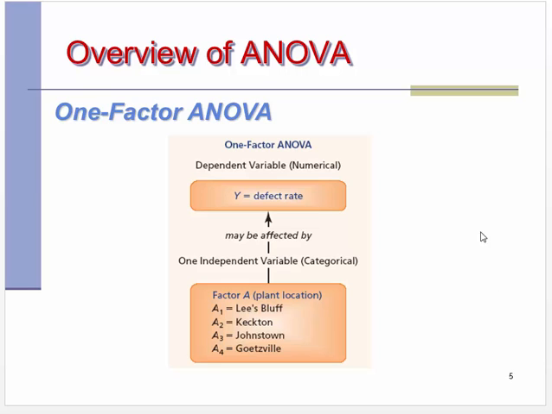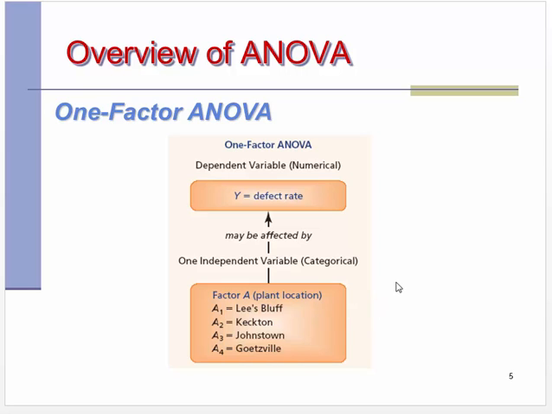This chart summarizes a one-factor ANOVA, and in this case, it's about the defect rate of a plant. A company with different plants, 4 different plants here, A1 through A4. A1 is Lee's Bluff, A2 Cacton, A3 Johnston, and A4 Goriswell. They have 4 different plant locations, and each location is turning out the same parts for the company.